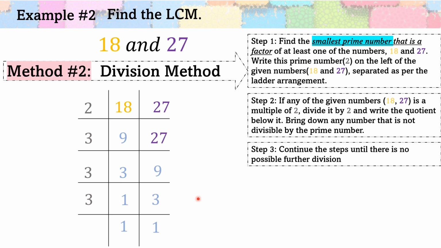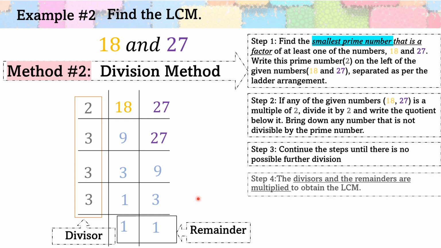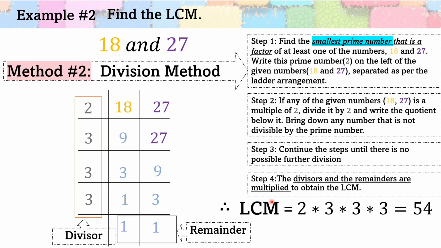So the numbers on the left, again, these are the divisors. And the numbers at the last row are the remainders. So we need those in getting the LCM. That's step 4. Multiply divisors and the remainder. The remainders are ones, so you don't need to write them or multiply them with the divisors. Okay, so we have 2 times 3 times 3 times 3 is equal to 54.